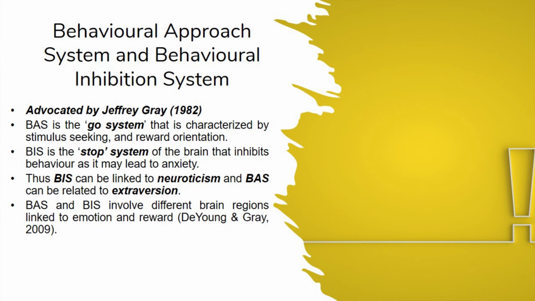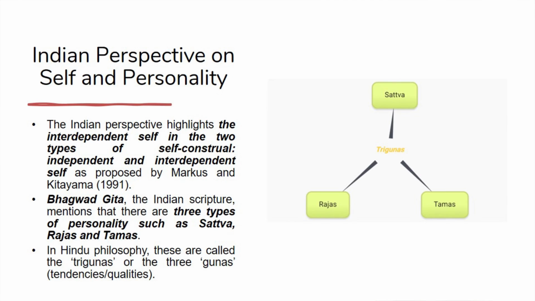Let's move to the next slide, which is the behavioral approach system and behavioral inhibition system. It was advocated by Jeffrey Gray in 1982. BAS, or behavioral approach system, is the go system, which is characterized by stimulus seeking and reward orientation. On the other hand, BIS, the behavioral inhibition system, is the stop system of the brain that inhibits one's behavior as it may lead to anxiety. Thus, BAS is related to extroversion, as we are mainly inclined to the Western notions of self and personality. But it looks from an individualistic orientation to the self and only throws light on the independence and uniqueness of self.